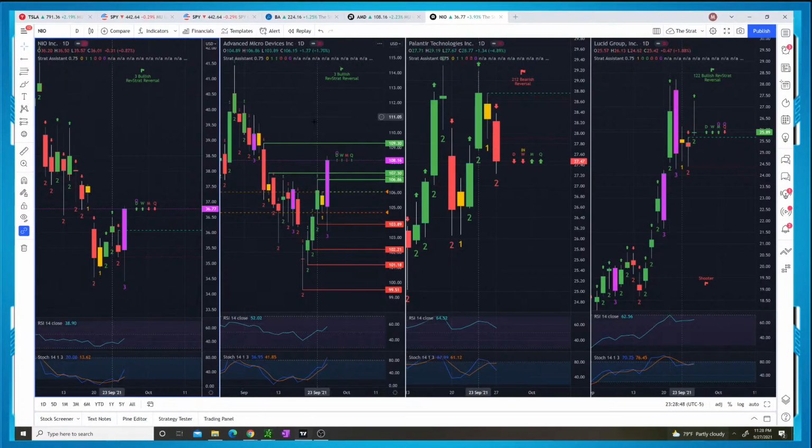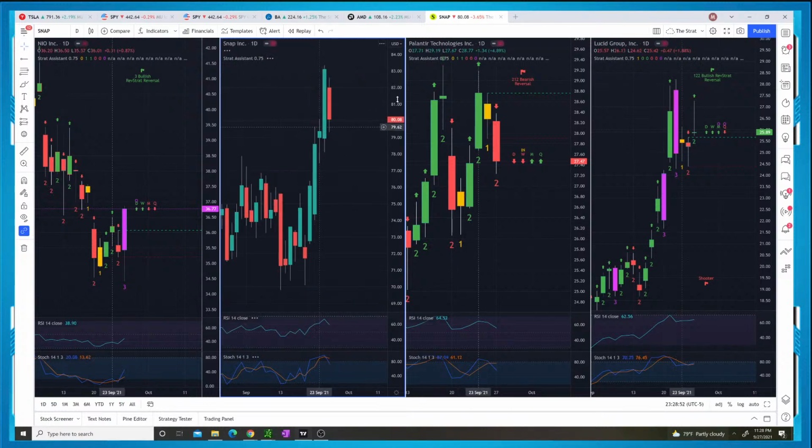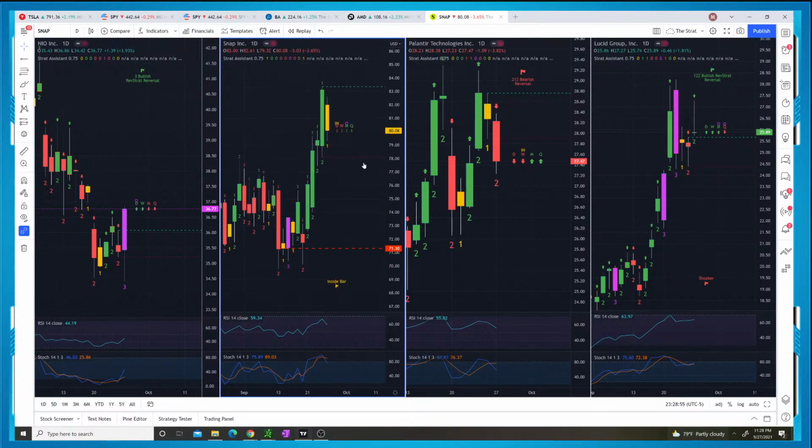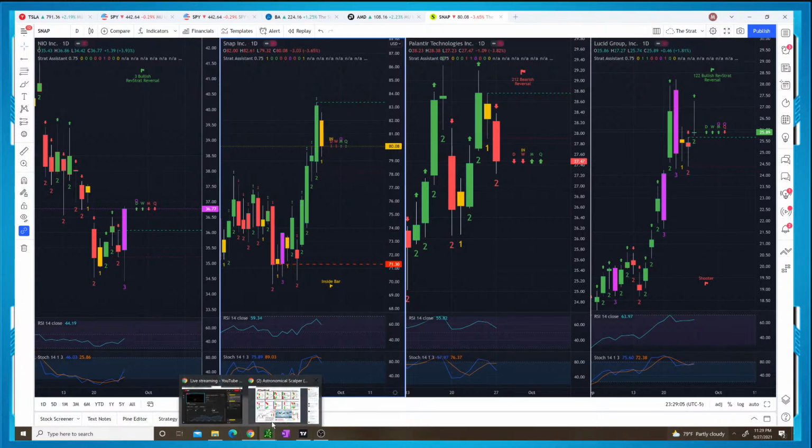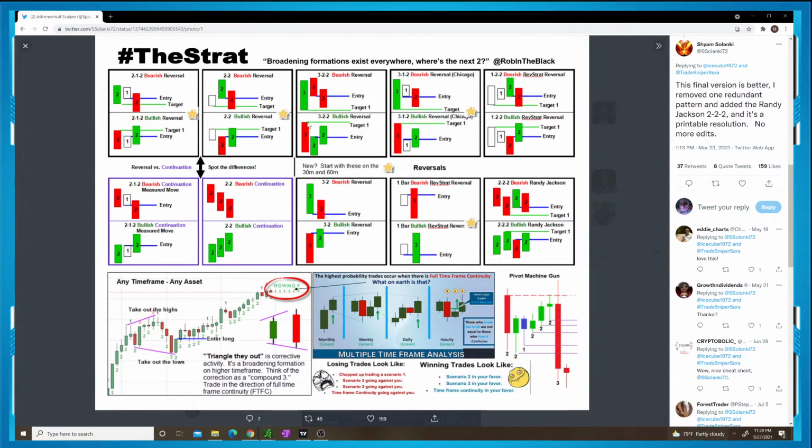Let's check out the strat on that one and see if we can find anything. All right, we got an inside candle here. Okay, so if we're playing the strat, we have a 2-1. So let's go ahead and look at our combos. We have a 2-1 combination right now, so more than likely it's going to be another 2. It doesn't always play out this way, but this is how we play the strat.